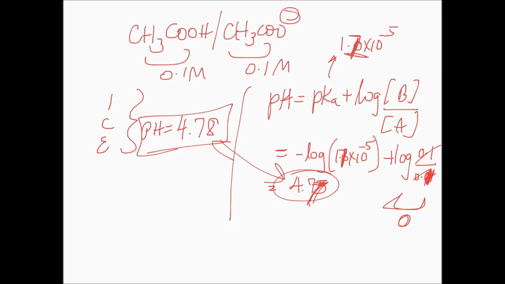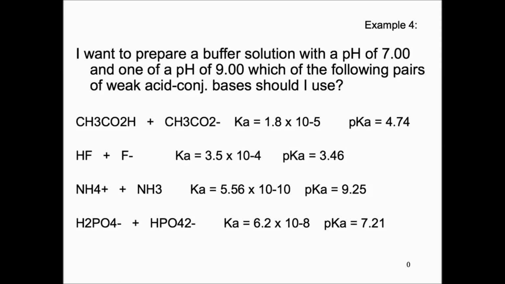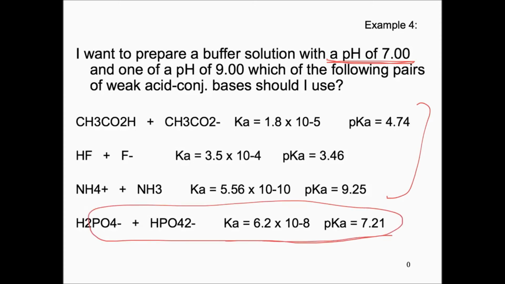Okay. All right. The question is, I want to prepare a buffer solution with a pH of 7 and one with a pH of 9. Which of the following pairs of weak acid conjugate base should I use? So if you want a pH of 7, you obviously do not want these pHs. You would want to keep the pKa within the plus minus 1 range.